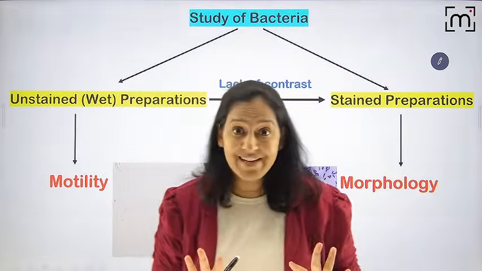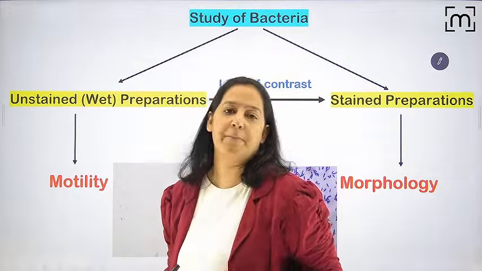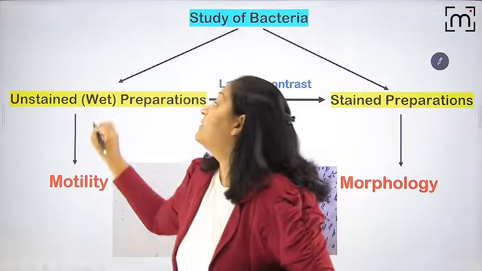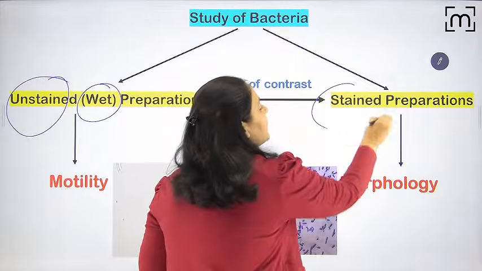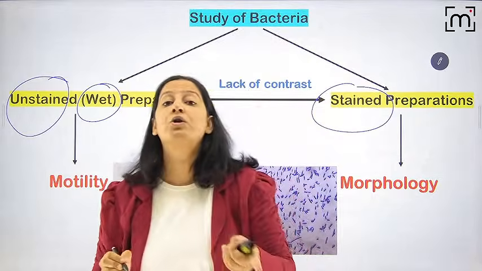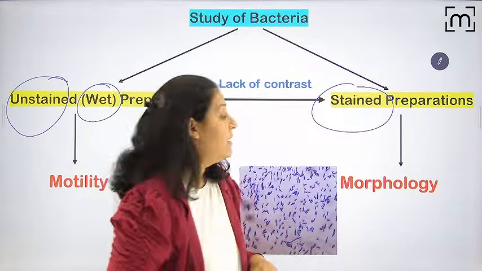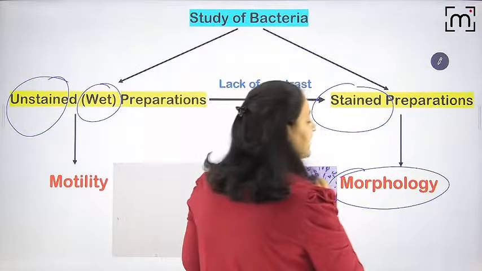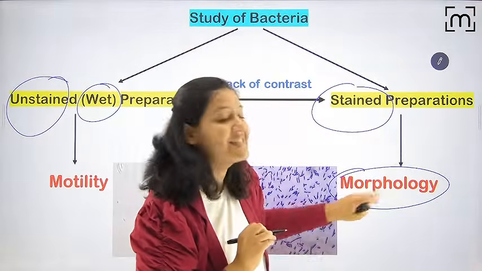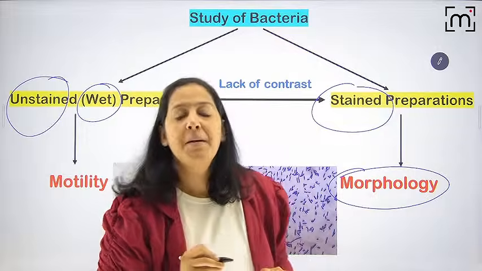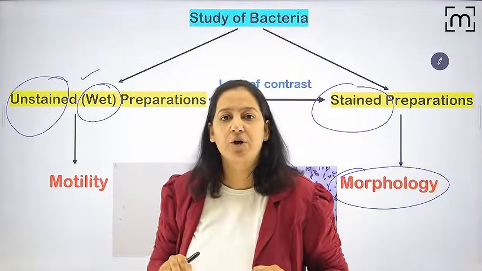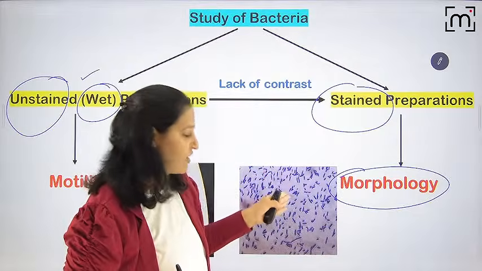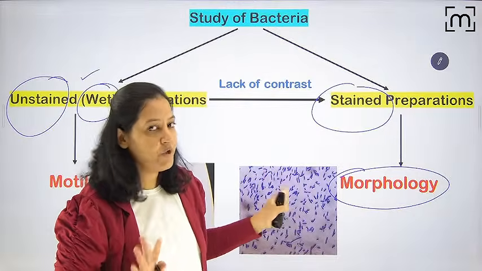So, what we have learned till now, we have learned there are two types of preparations in bacteriology. The unstained preparation, which is known as wet preparation, and second is stained preparation. If you want to see the morphology of the bacteria, I mean the structure, size of the bacteria, you have to stain it. If you use the unstained preparation, you can't see the morphology. You can't see the structure, shape, size of the bacteria.